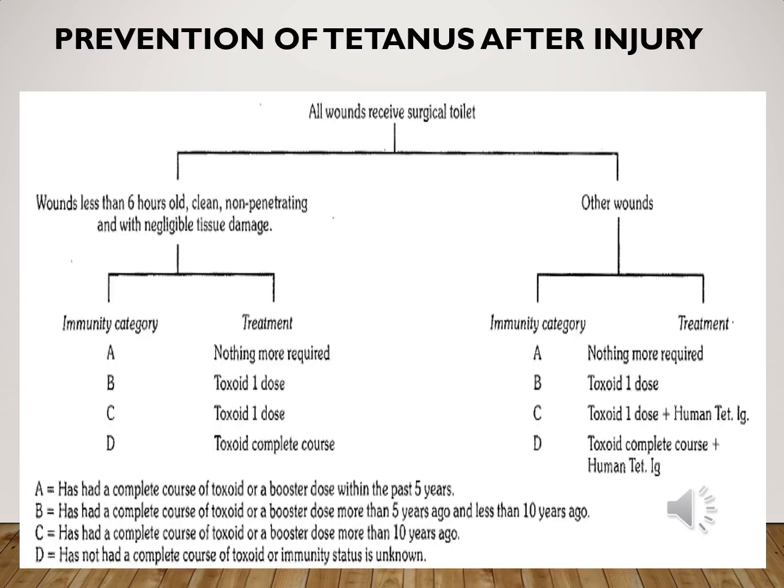This slide is showing you the recommendations for the prevention of tetanus in the wounded. All wounds receive surgical toilet, and then there are 2 types of wounds. First, the wounds which are less than 6 hours old, which are clean, non-penetrating, and with negligible tissue damage. Then depending upon the immunity category A, B, C, D, appropriate treatment is required. And in the other category of wounds, again depending upon the immunity status, immunity category A, B, C, D, the respective appropriate treatment is required.